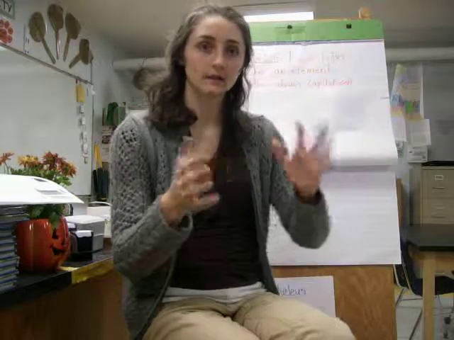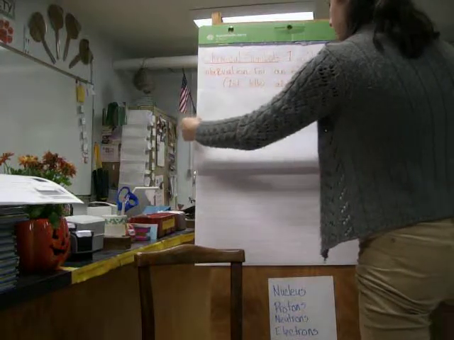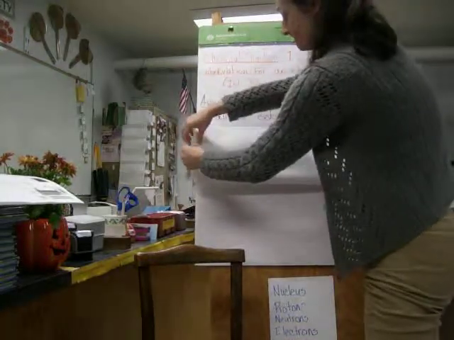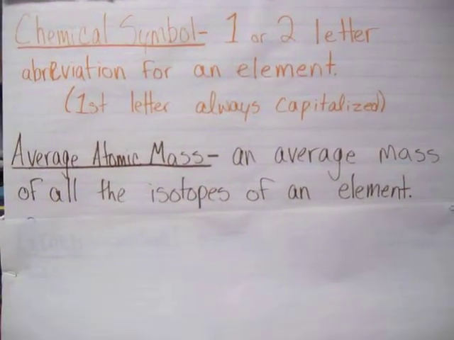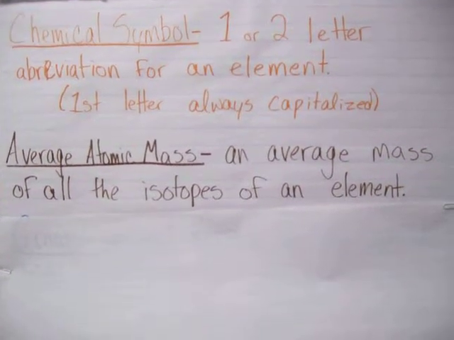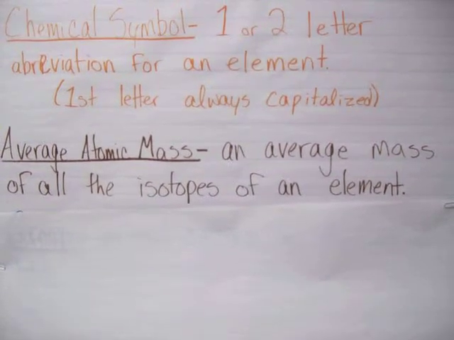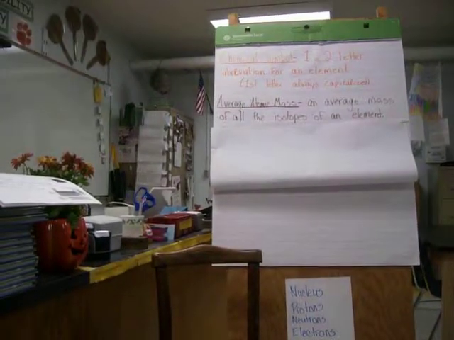So let me get you the definition that you need to copy down. Paper clips are awesome. So, average atomic mass: the average mass of all the isotopes of an element. Don't forget, you've got the power of pause and rewind in case you missed that.